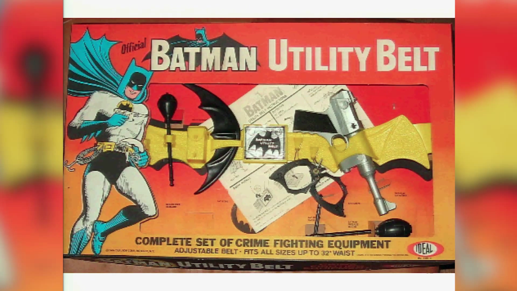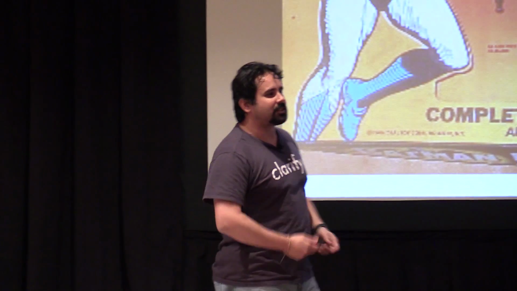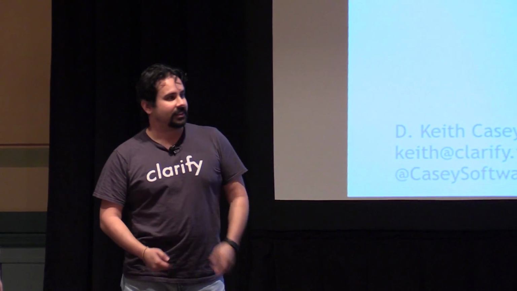Can anyone point out the flaw with this utility belt? It's Batman's belt. What about it? What? You guys suck. There's a gun. Does Batman use guns? God, this conference was great till then. No. Any questions, comments? Yes?